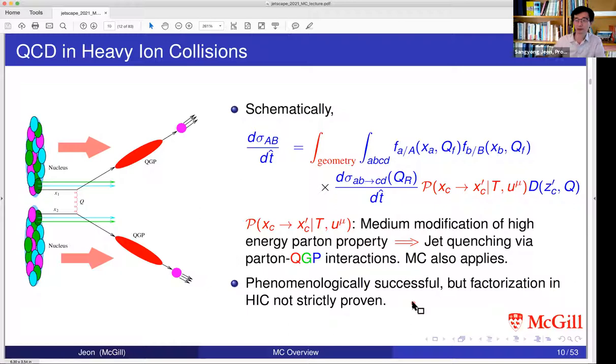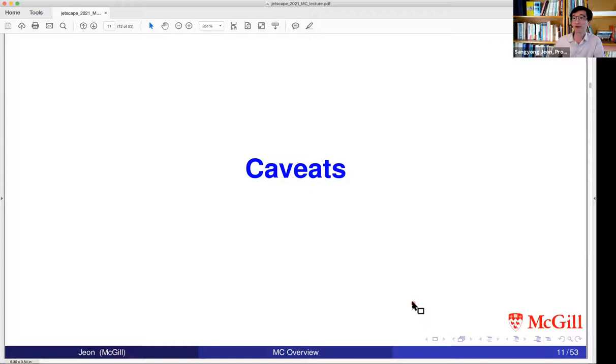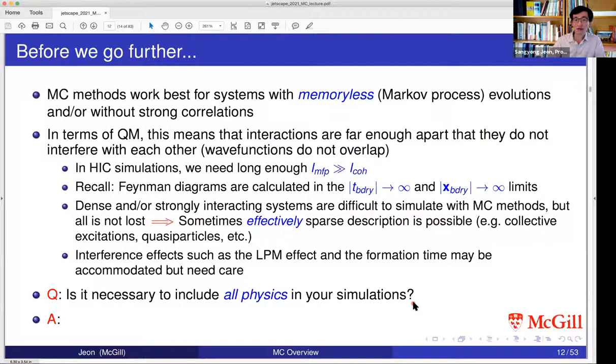Before we move into some details, here are some caveats. The Monte Carlo method uses random number generation, so it works best for systems with a memoryless evolution, meaning that what's happening now depends on a very small amount of the past. It only depends on the current situation of the particle and the system, and maybe the state of the system one step behind. But if you have to stretch it out to a long memory tail, then this is not suitable. The same goes with strong correlation, because random numbers are not correlated. So if you want to deal with a strongly correlated system, you have to devise something else.